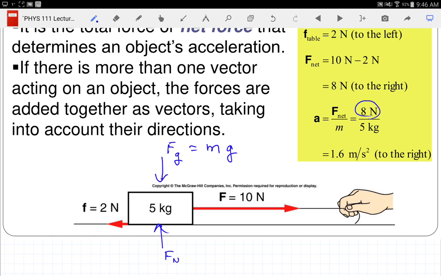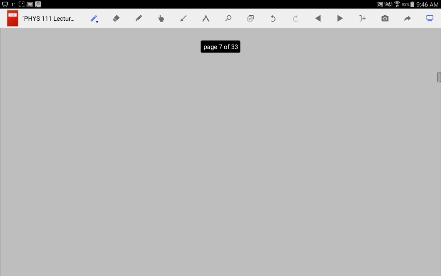So Newton's second law applies to an object. Now that object could be a complicated object. It could be something like my car and everything in it. Or it could be a simple object like this ball. But you take all of the forces acting on that object, the mass of that object, and you get the acceleration of that object. So 8 divided by 5. 5 divided by 5 is 1. That leaves a remainder of 3. 3 divided by 5 is 0.6. 1.6.